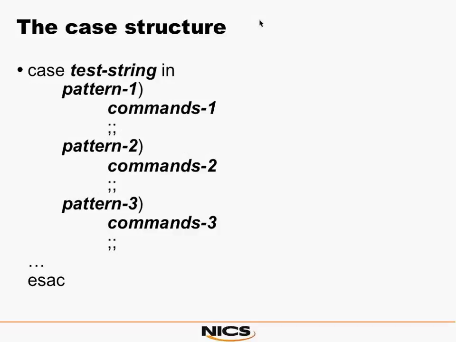To the case structure. This is like the switch statement. Basically, if you give it a test string, it's going to see if it matches any of these patterns. And if it does match a pattern, it will run the specified commands. And this is the syntax. The two semicolons let it know that you're about to start a new pattern. And in order to close out the case statement, you use the backwards spelling of case, which is esac.